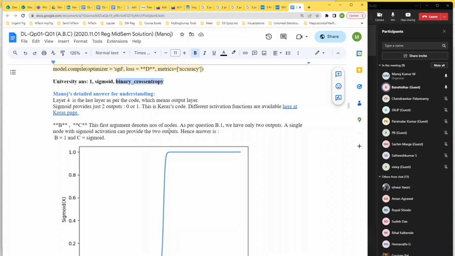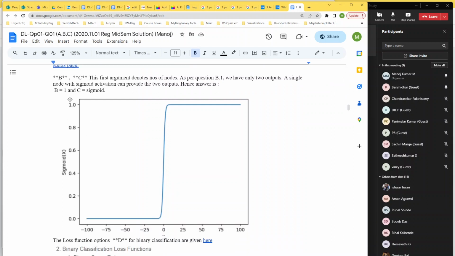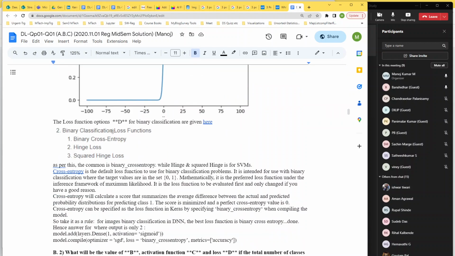This first argument denotes the number of nodes. As per the question we have two outputs. A single node with a sigmoid activation can provide two outputs. Hence our answer is B is equal to 1, and C is sigmoid. This is just a graph representing that. The loss function for binary classification is given here.